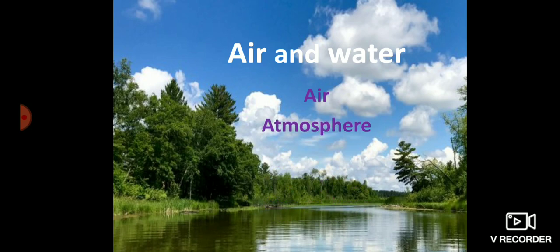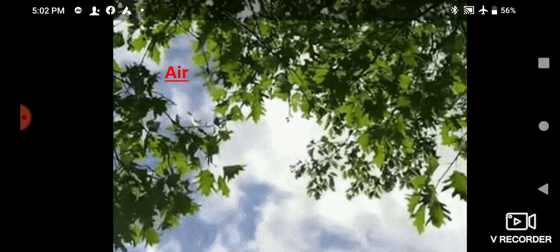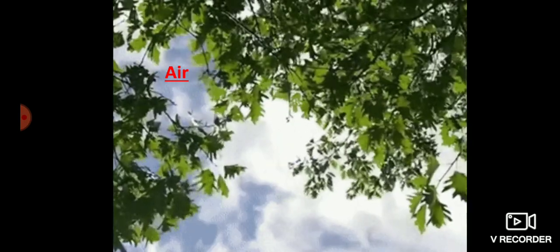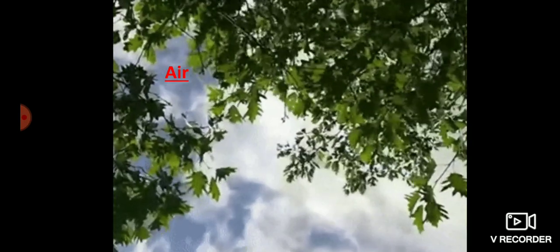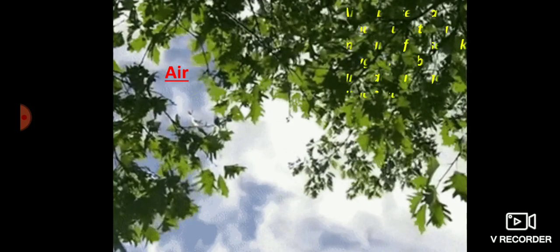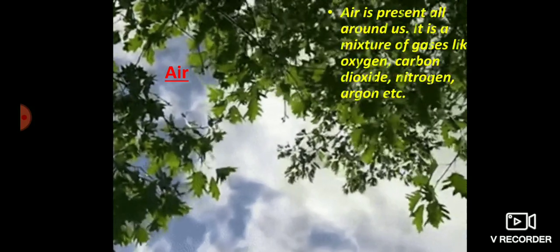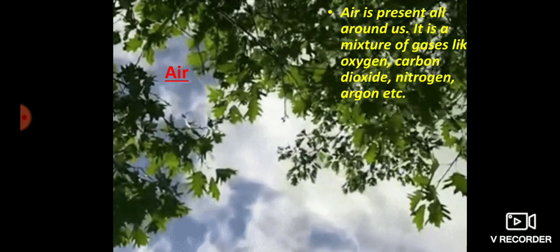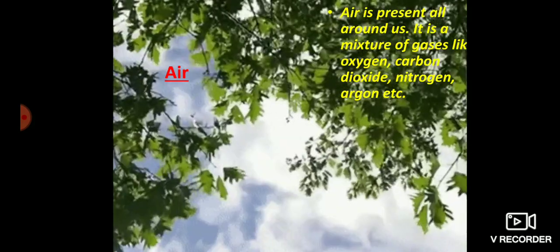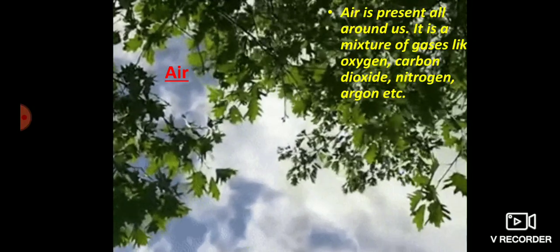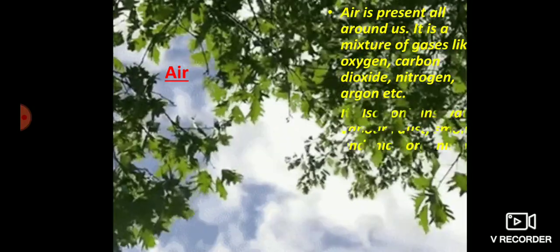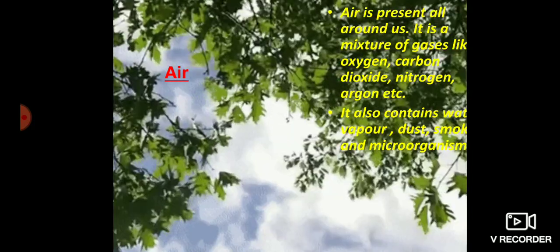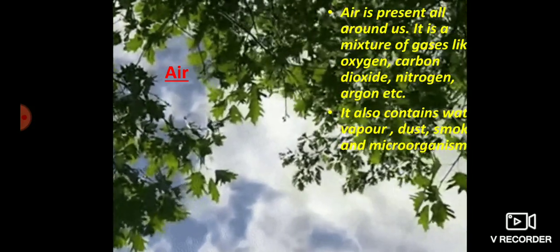What is air? Air is a mixture of gases which cannot be seen, only be felt. The gases present in the air are oxygen, carbon dioxide, nitrogen, hydrogen, argon, etc. Not only the gases, air also consists of dust, smoke, water vapor, viruses, germs, bacteria, etc.